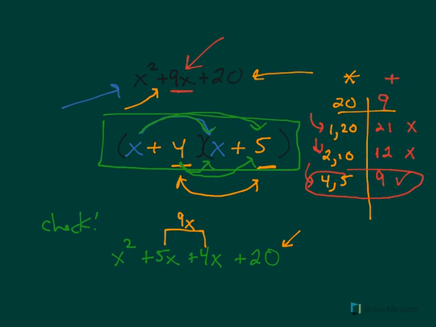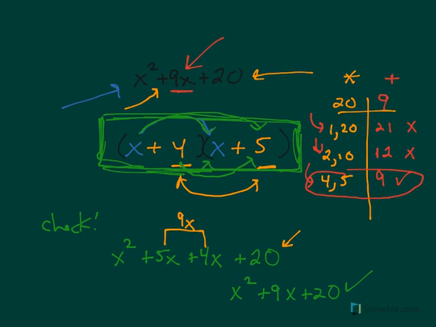But at the same time, they're combining in the middle to make the 9x that we were looking for. So that's why we're looking for factors of 20 that add up to be 9. So if you simplify those two middle terms, you should get your standard form back, x squared plus 9x plus 20. So that would be a check to check your work. So the answer is right here in the green box. That is your factored form, 2 parentheses, x plus 4, x plus 5.